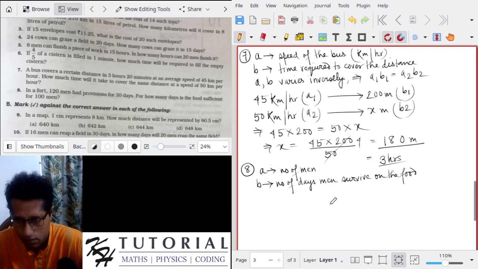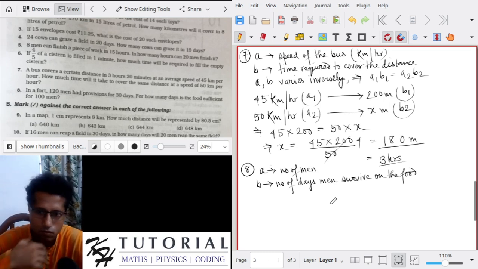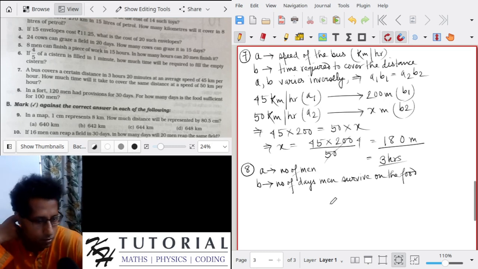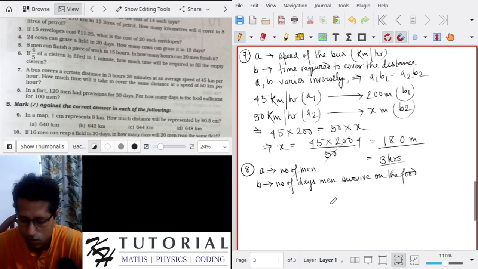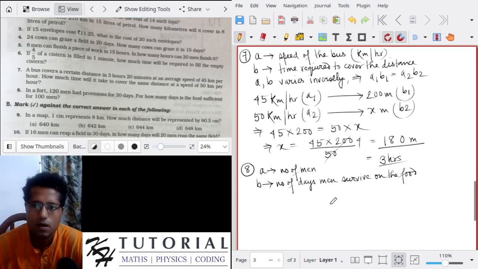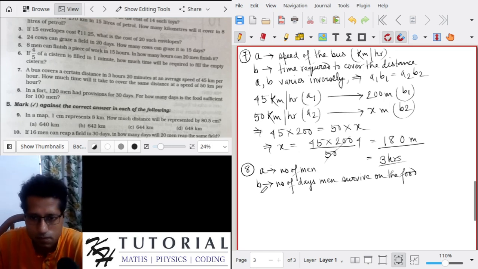So now if there are more men, then definitely they will last for less number of days, because more men will consume more food, so they will last for less number of days. And if there are less number of men, they will consume less food, so they can last for more number of days. So this implies A and B vary inversely.